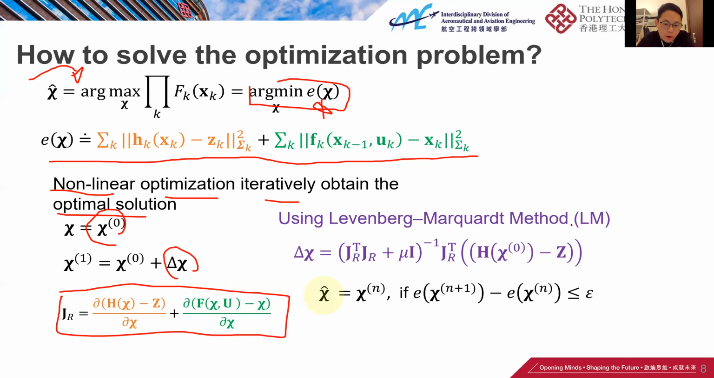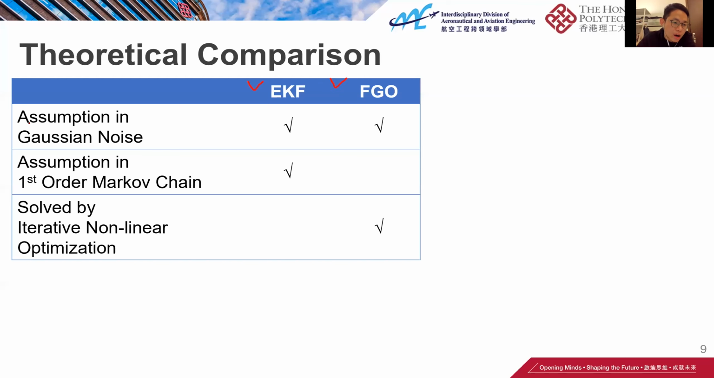So to this point, we can make a theoretical comparison. What is the difference between EKF and FGO? They both have the assumption of Gaussian noise. But EKF has the first-order Markov chain, and FGO doesn't.